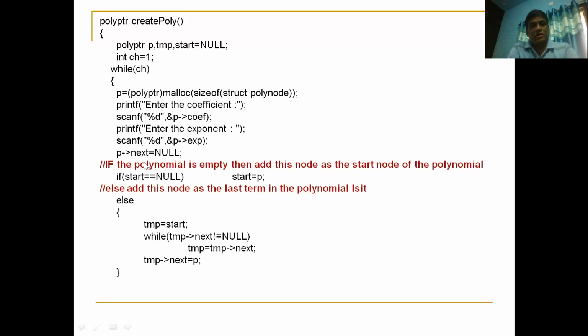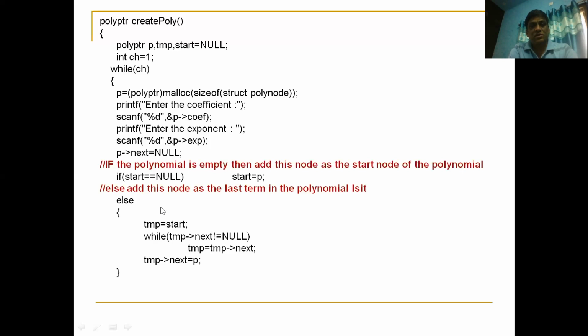Once this first node is created, we check whether there are already some terms added to the polynomial or not by using this condition. If start is equal to null, it means there are no nodes available in the polynomial. Therefore, let us make this term p the starting term. So start = p.